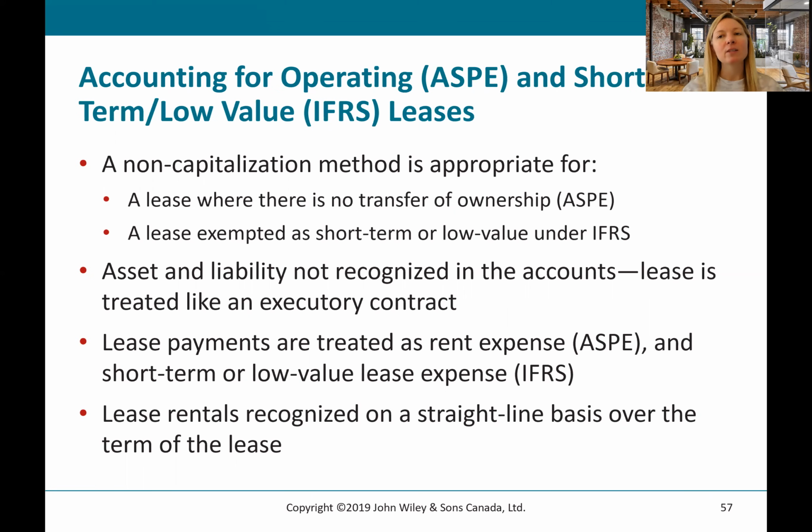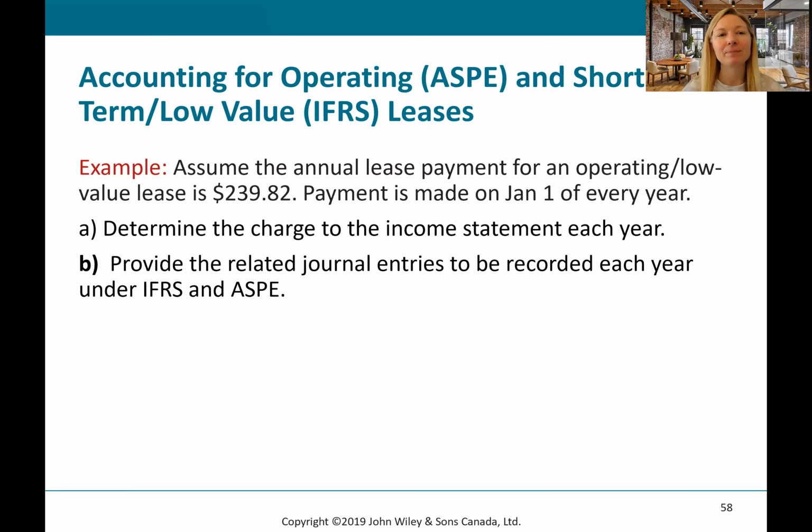So operating leases are honestly quite easy. Unfortunately, they're not used that much. Here's an example. Assume the annual lease payment for an operating or low value lease is $239.82. The payment is made on January 1st of every year. Determine the income statement charge each year and provide the related journal entries.